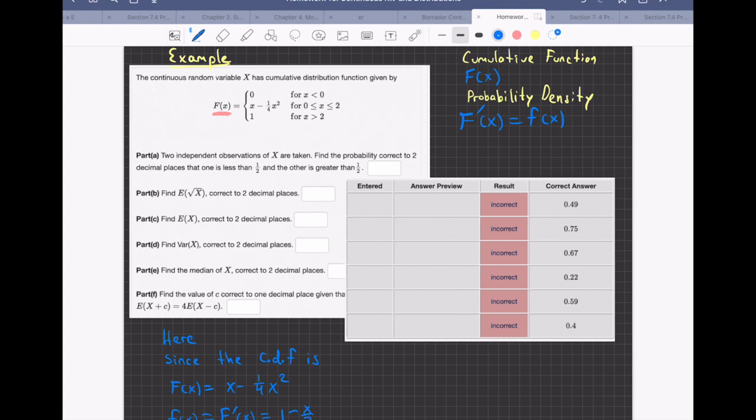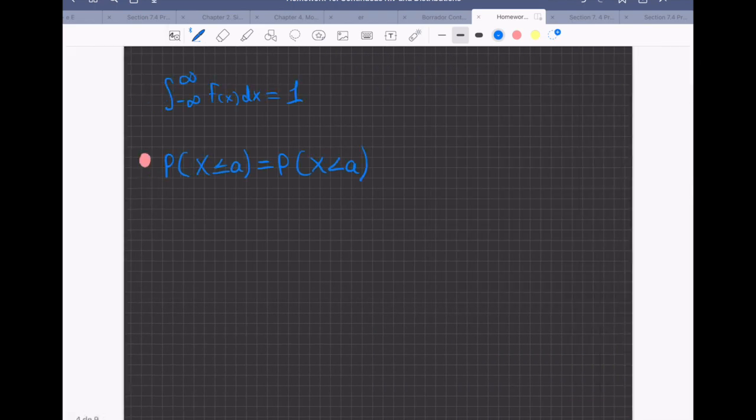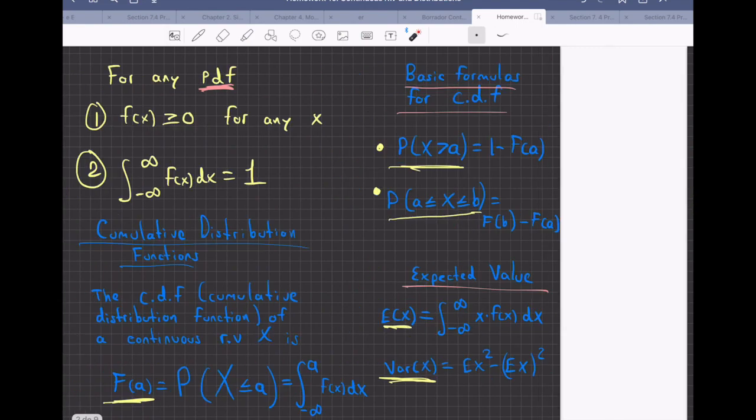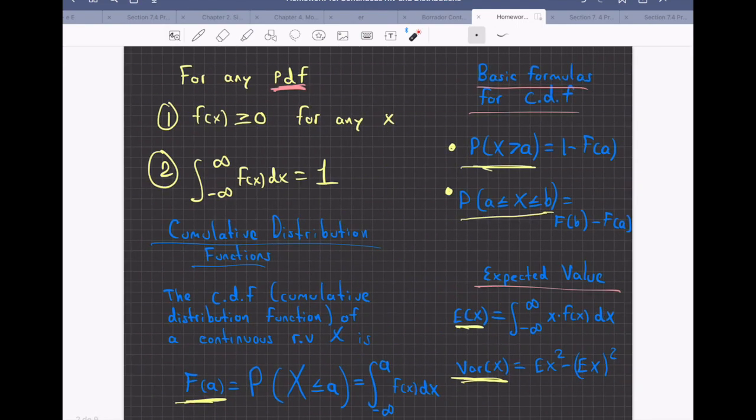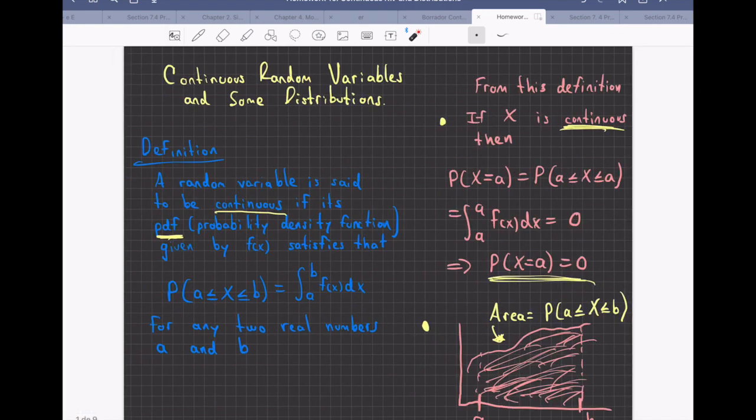Find the derivative. If you have the derivative, now we can verify that this is actually a PDF. How can we verify that? One property that I have mentioned before is that the integral over all the real numbers of the PDF should be equal to 1.